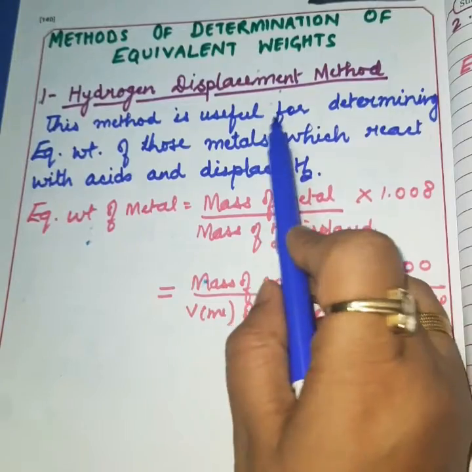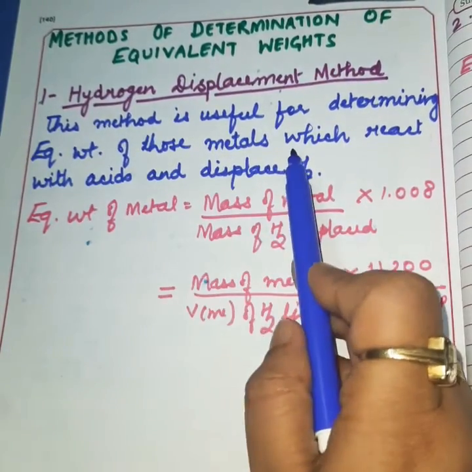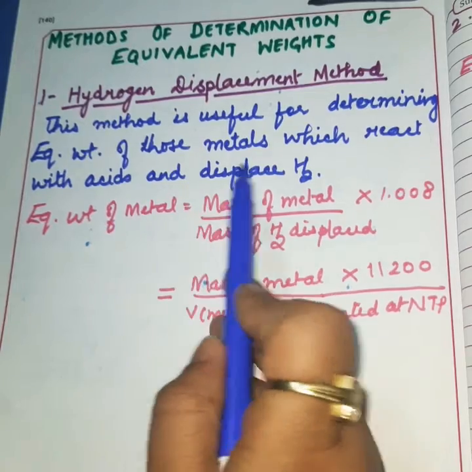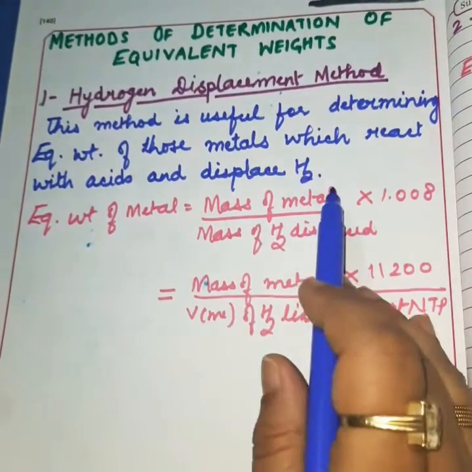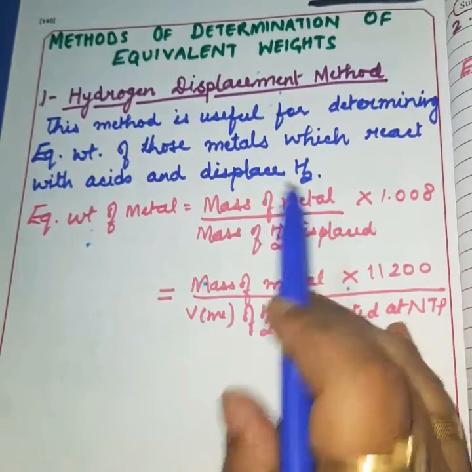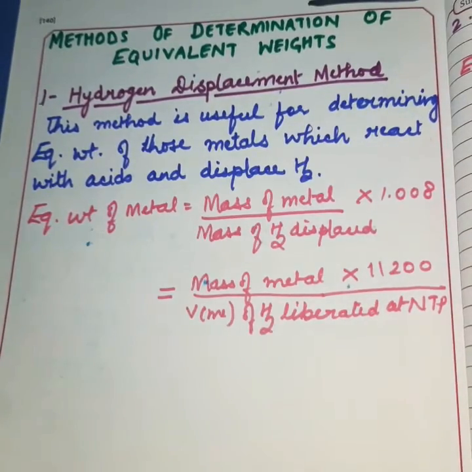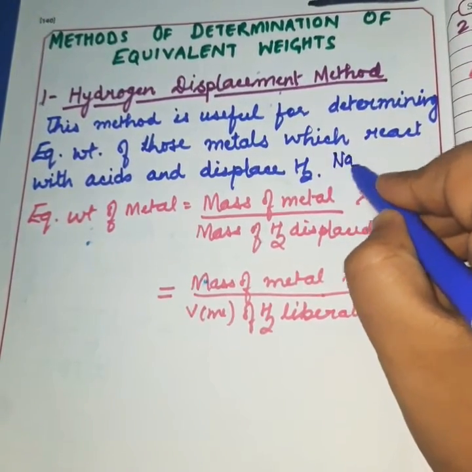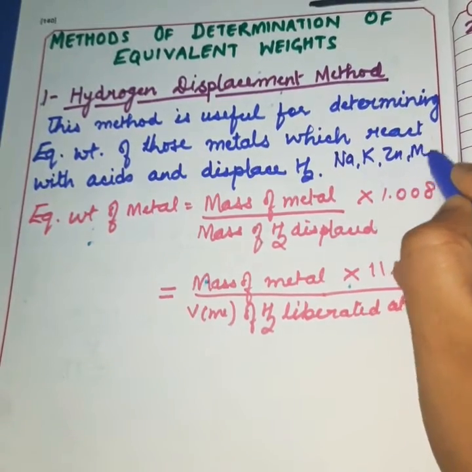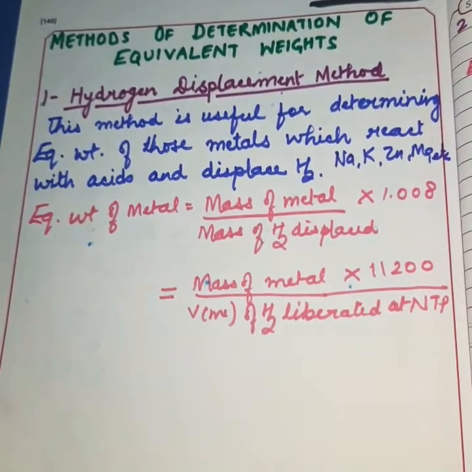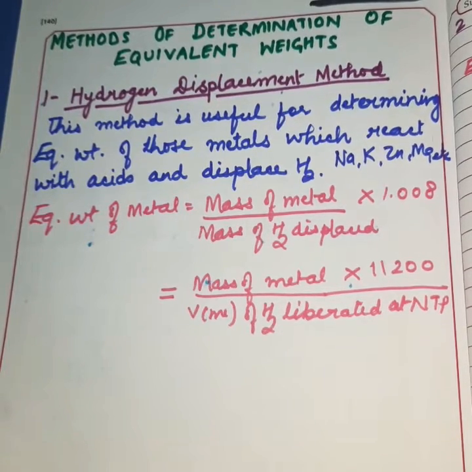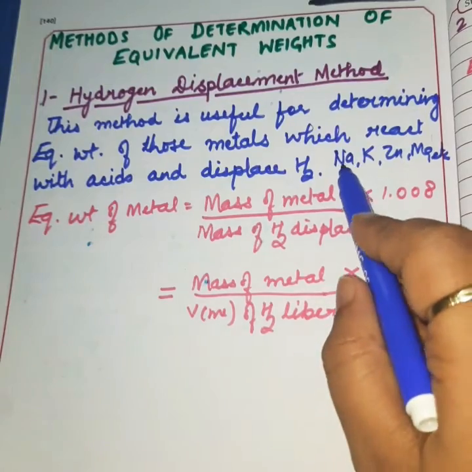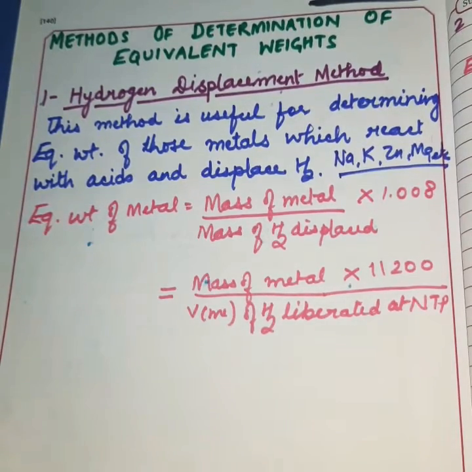This method is useful for determining equivalent weight of those metals which react with acids and displace hydrogen. This is the most important fact which you are supposed to keep in mind. That is why I have written it here so that you can pause the video and read it once again. Alright, so which are those metals? In this list, we have sodium, potassium, zinc, magnesium, etc. According to the activity series, all those metals which are above hydrogen, their equivalent masses can be calculated using the hydrogen displacement method. Why? Because these metals can displace hydrogen from acids.